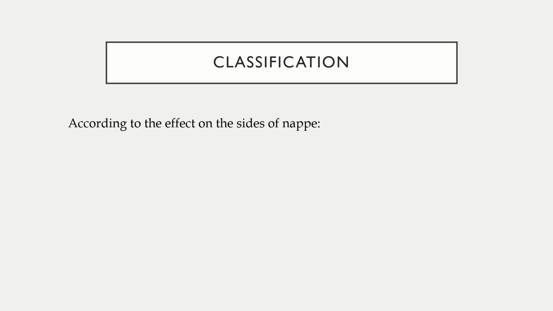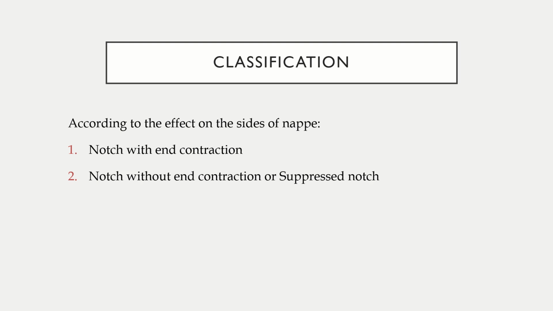The next classification is according to the effect on the sides of the nappe. We have notch with end contraction and we have notch without end contraction, which is also called suppressed notch.